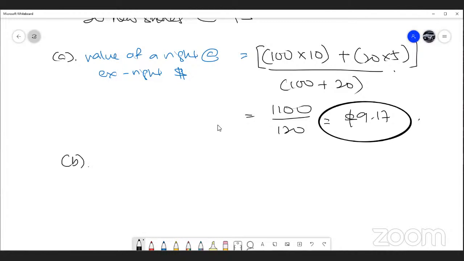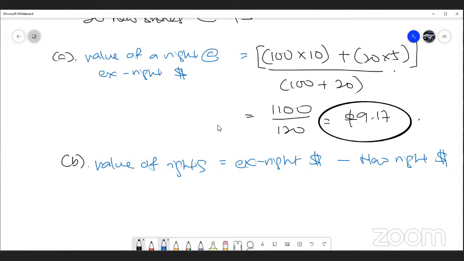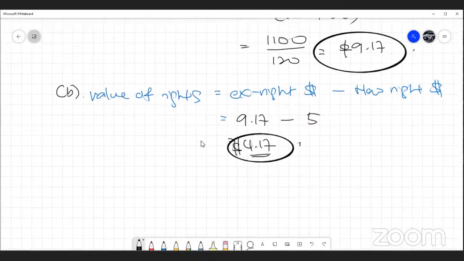So B, calculate the value of the rights. First question, they want you to count the value of rights. I showed you just now, the value of a right is basically equal to your ex-rights price minus the rights issue price. The ex-rights price is from A: the new average price is $9.17. The issue price is $5, the 20 issued at $5. So this gives you a value of $4.17 each. After the new shares go to the market at $5, the average price becomes $9.17, down from $10. So those new fellows who join at $5 pull it to $9.17 straight away. They make a value of $4.17. That's the value of the rights.